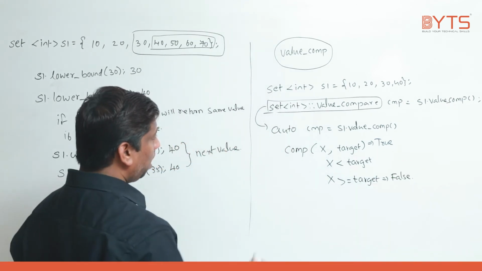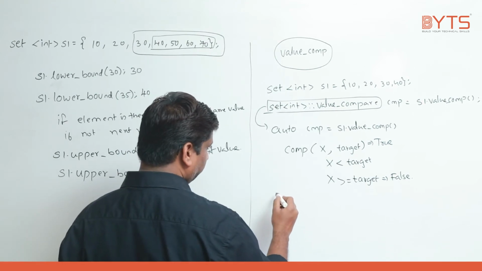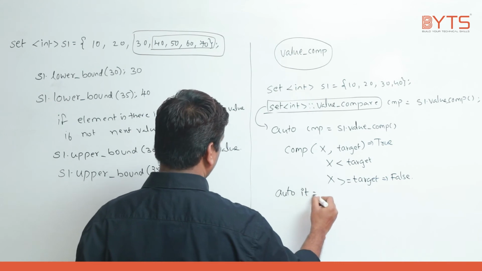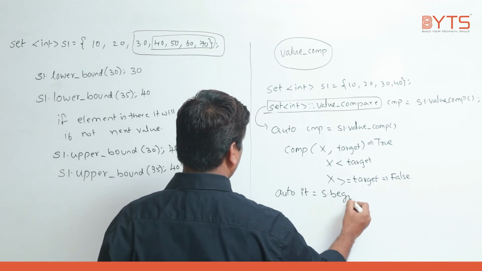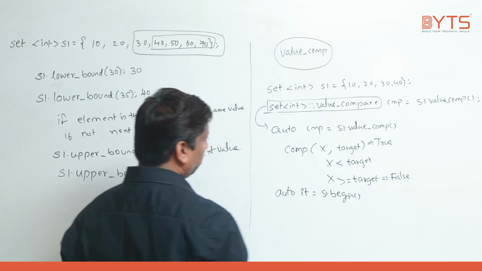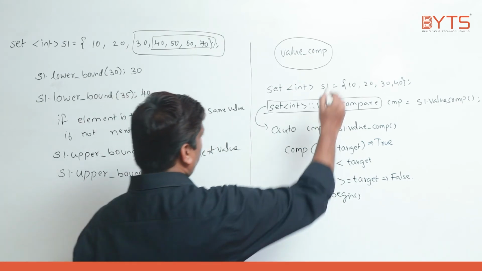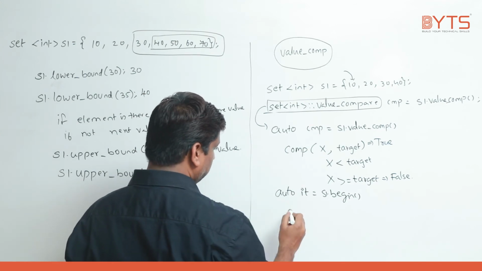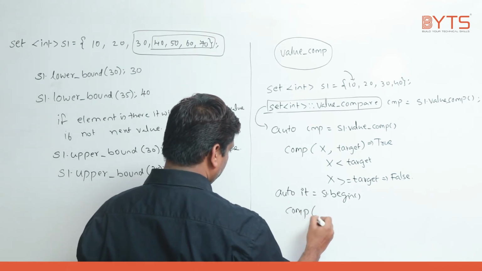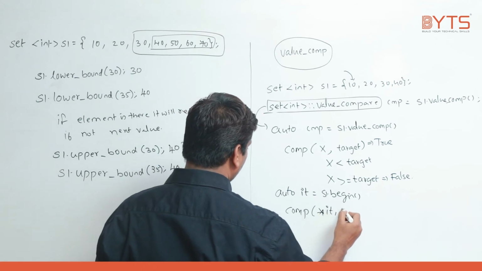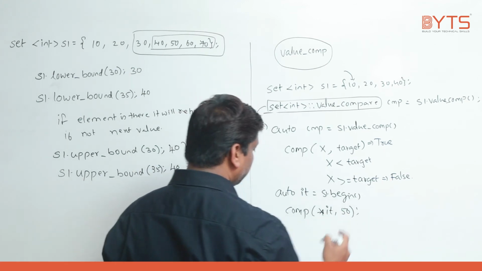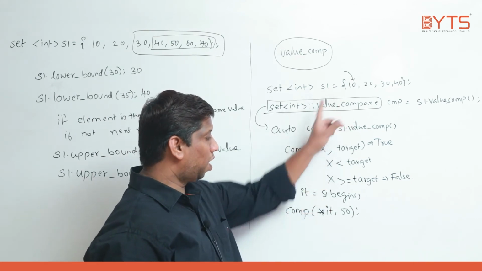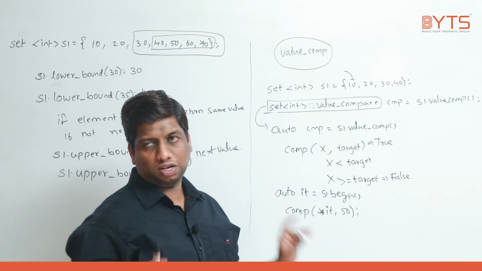Let us take a simple example here. Try to understand. I will simply take one value, auto it, equal to s1.begin. Now it will point to 10. Now what I am trying to do, simply I am writing comparison of *it, comma 50. What is the meaning of this statement? X is the value in the set. *it is the value in the set. Next, 50 is some target.